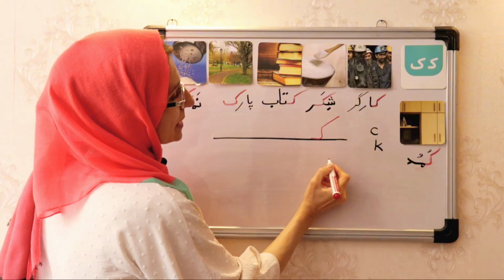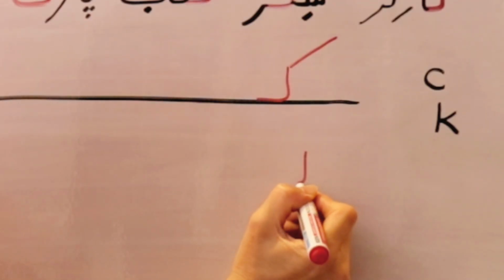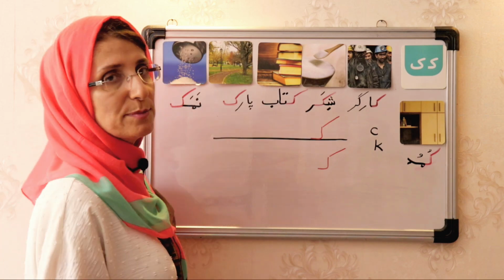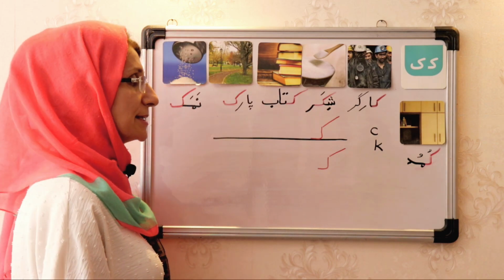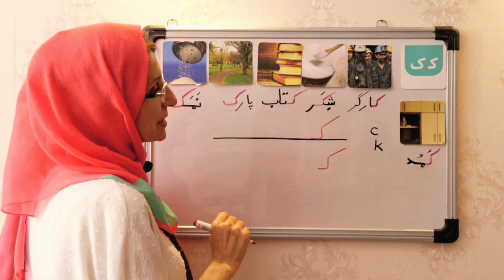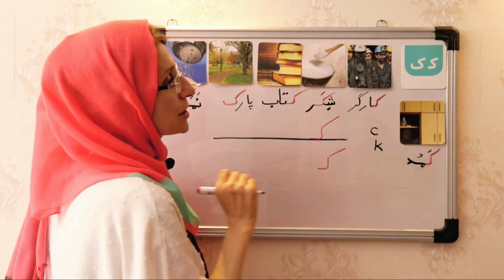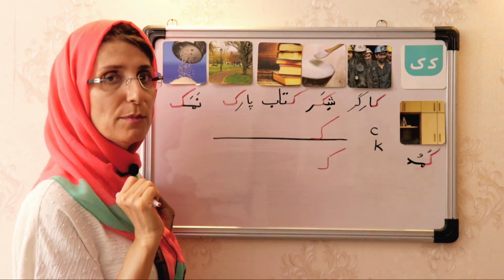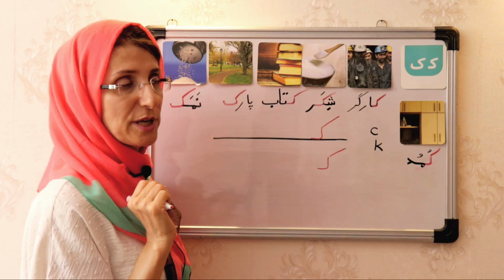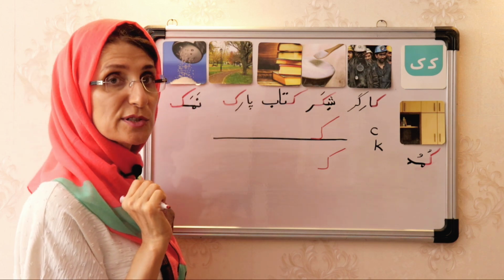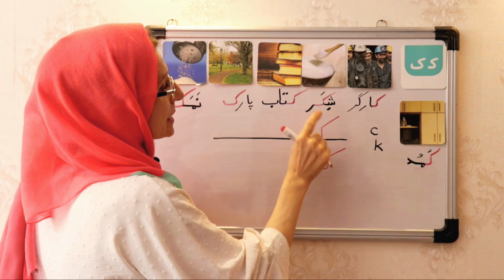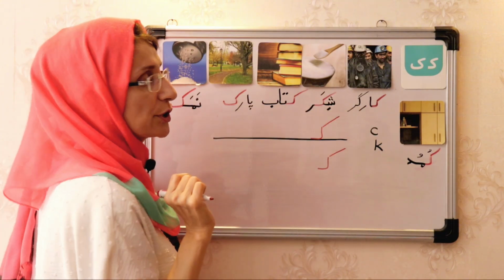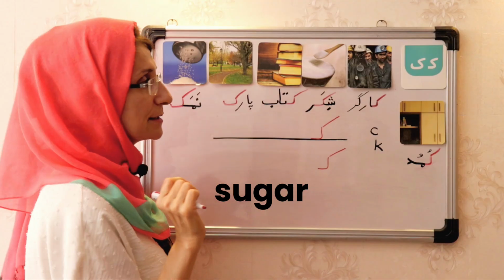So, K غیر آخر, this can come at the beginning of a word and in the middle. You see, at the beginning, like the word کارگر, worker, which comes from kar. Kar in Persian is work and also job. K at the beginning and in the middle in the word شکر.